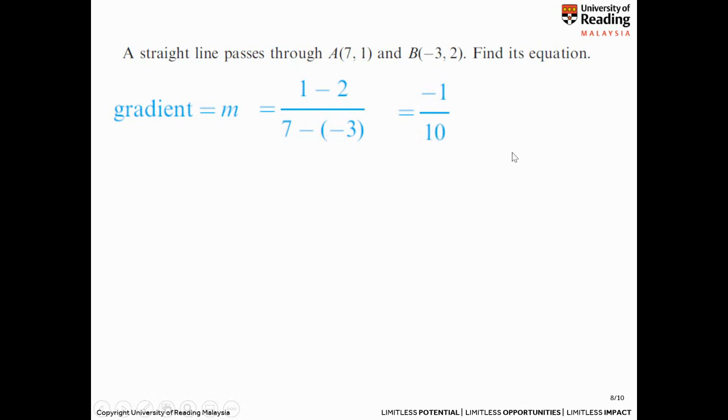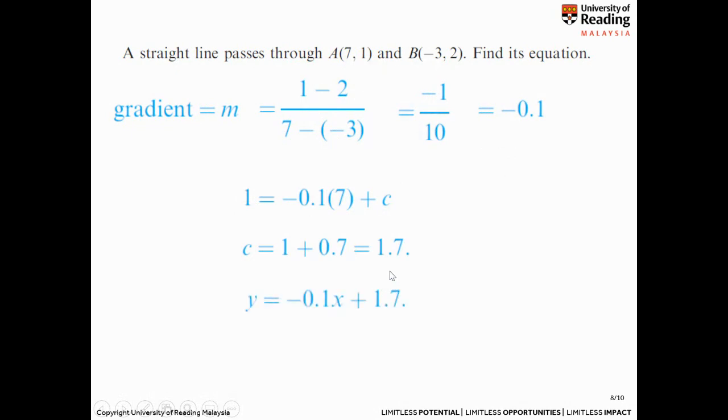You can leave the answer in fractions or in decimal point. Both are equivalent. So your equation will be y equal to mx plus c. We need to find c. So what we need to do is use either one of the point A or B, the coordinate, and sub into the general equation. So in this case, we use the point A. Y is 1, and your x is 7. We solve it, we get c equal to 1.7.